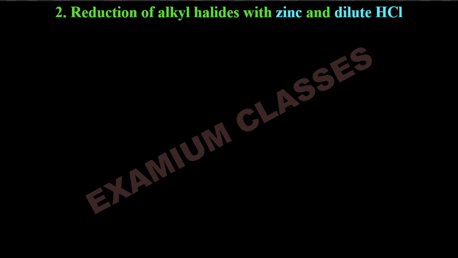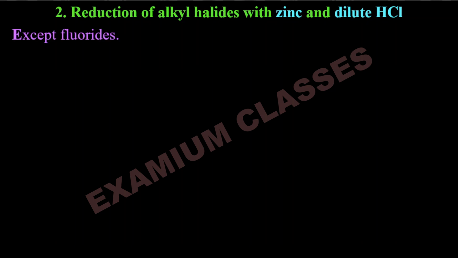Next one, reduction of alkyl halides. Remember the previous one, Sabatier and Sanderson's reduction, was from alkenes or alkynes. We are talking about preparation methods of alkanes, so obviously in all preparation methods we will get alkanes. The first one was from alkenes or alkynes. Here again we are talking about reduction, but in this case, reduction of alkyl halides with zinc and dilute HCl.